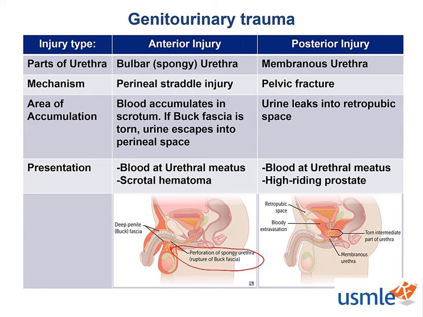Posterior urethral injuries typically occur from a pelvic fracture and affect the membranous urethra, as we see here. Here, we will have an accumulation of urine in the retropubic space. This would also present with blood at the meatus. But on physical examination, a high riding prostate would be a big clue, since all of the draining urine would cause the prostate gland to buoy up toward the bladder, as we see here.